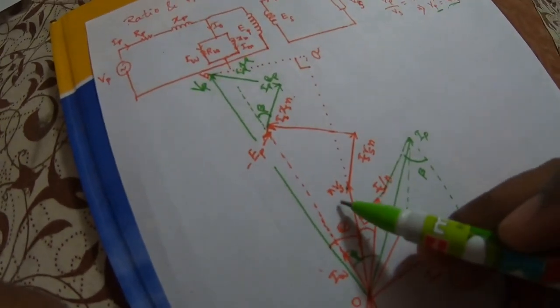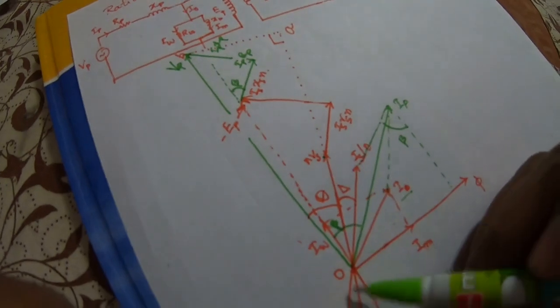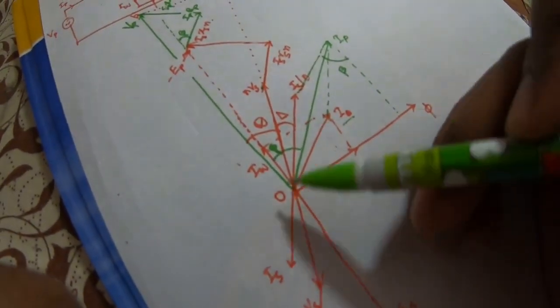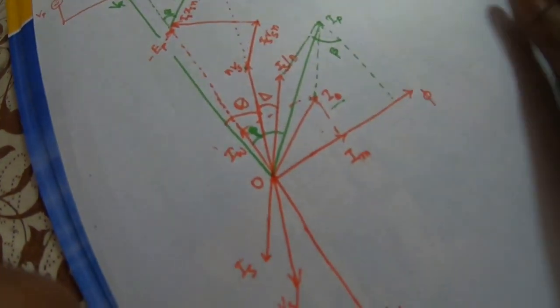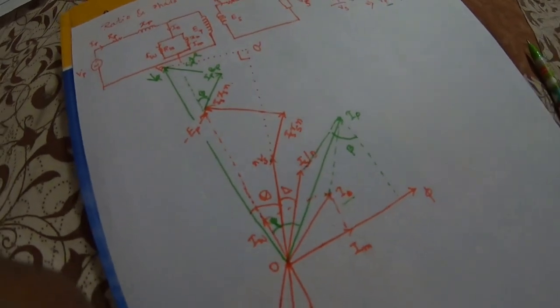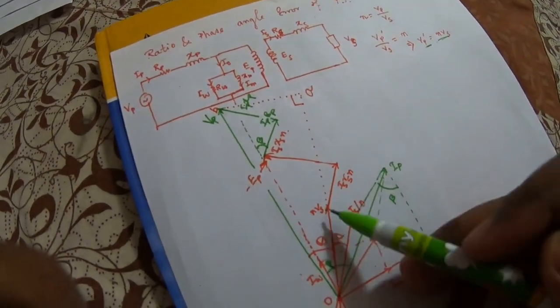Delta is the angle between the reverse secondary side voltage, that is NVS, and the reverse secondary side current. This is delta. So now, what is the phase angle error? We know that for phase angle error we have theta. So theta is actually the angle between these two voltages.